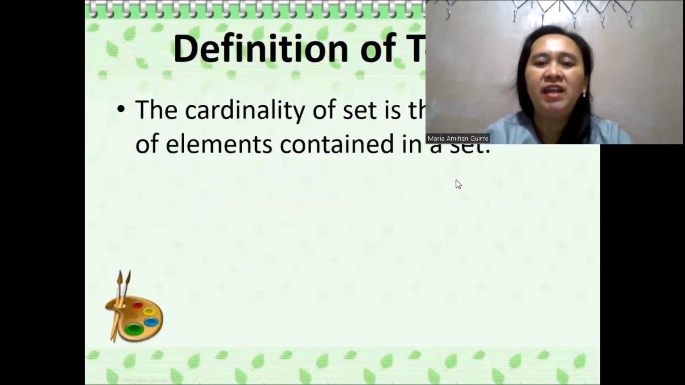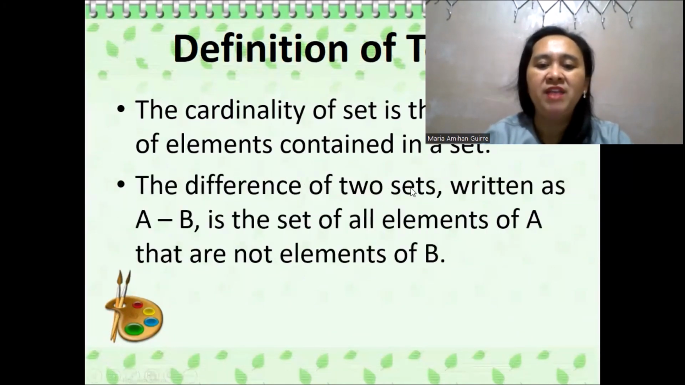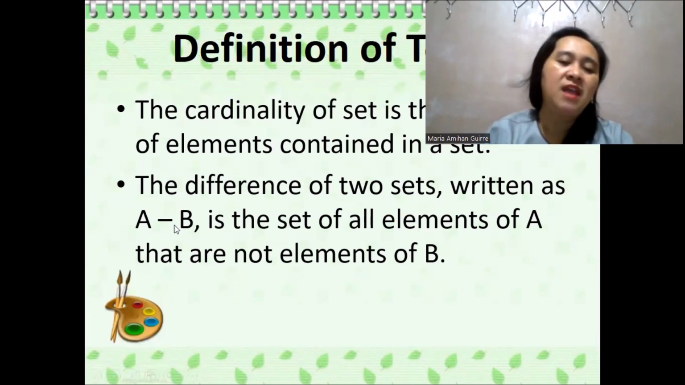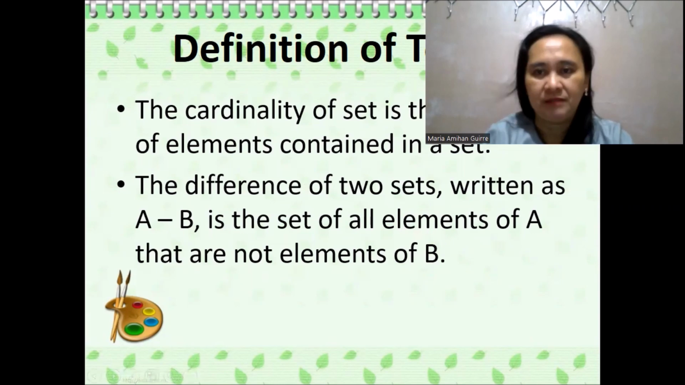The cardinality of a set is the number of elements contained in a set. And the difference of two sets, written as set A minus set B, is the set of all elements of set A that are not elements of set B.